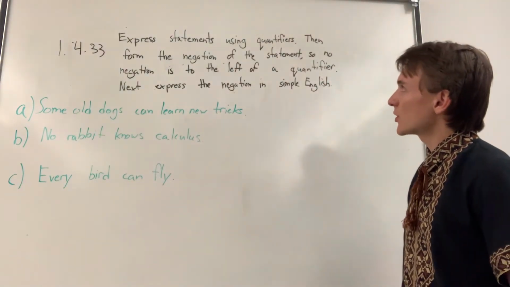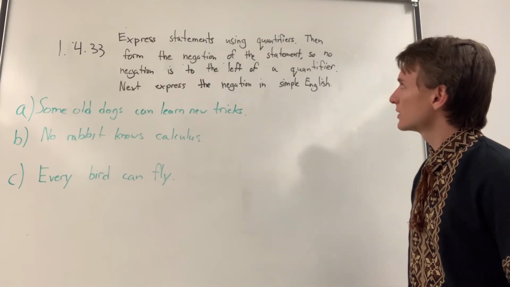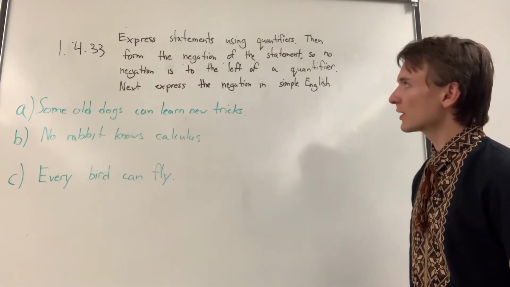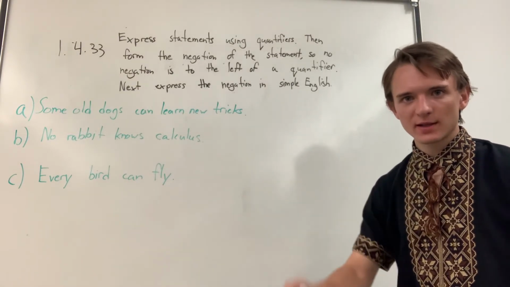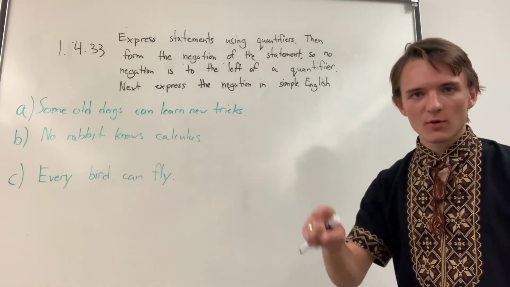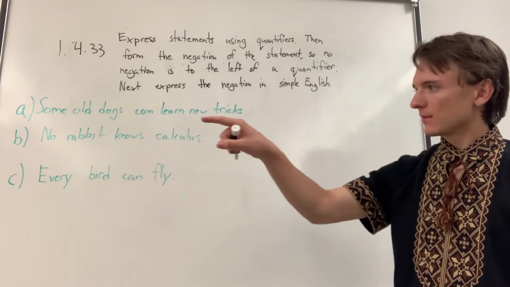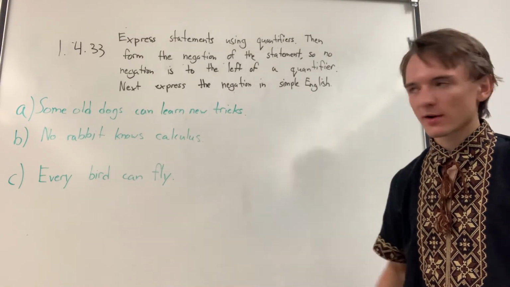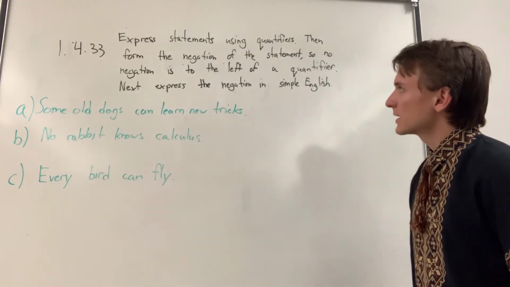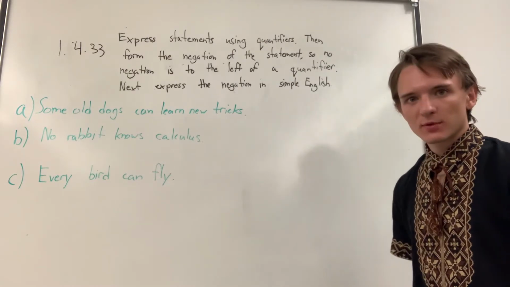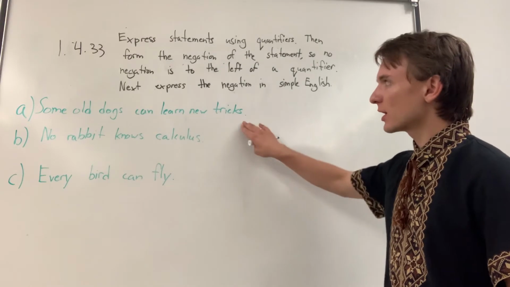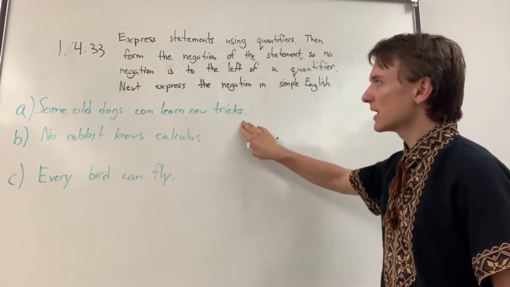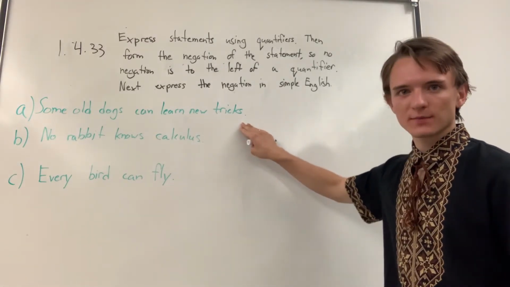Express statements using quantifiers, then form the negation of the statement. So, no negations to the left of a quantifier. Remember, a quantifier would be like the universal quantifier or the existential quantifier. Next, express the negation in simple English. Okay, so not too bad, right? Let's begin with the first one. Some old dogs can learn new tricks.